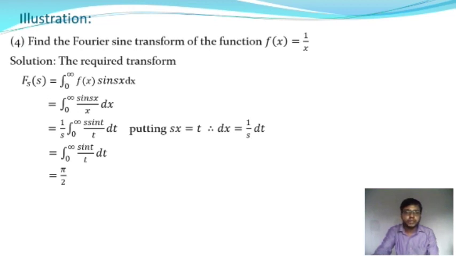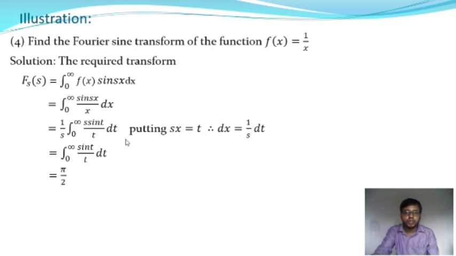It is denoted by Fs(s) and is defined as the integral from 0 to infinity of f(x) sin(sx) dx. Now we put f(x) equal to 1 by x, and this integral will give the integral from 0 to infinity of sin(sx) by x dx. Now we put sx equal to t, then differentiating on both sides, we get s dx is equal to dt. So dx is equal to 1 by s dt.